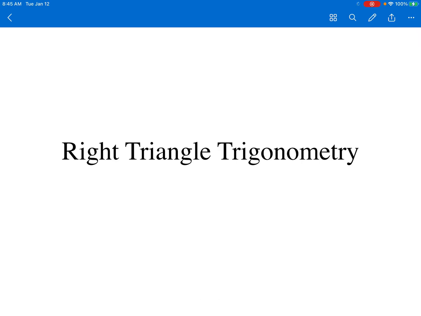Today's lesson is over right triangle trigonometry, and this kind of picks up things that you've probably already done in previous classes, physics being one, possibly honors integrated two. It's very easy stuff, to be honest with you. It's based on right triangles.